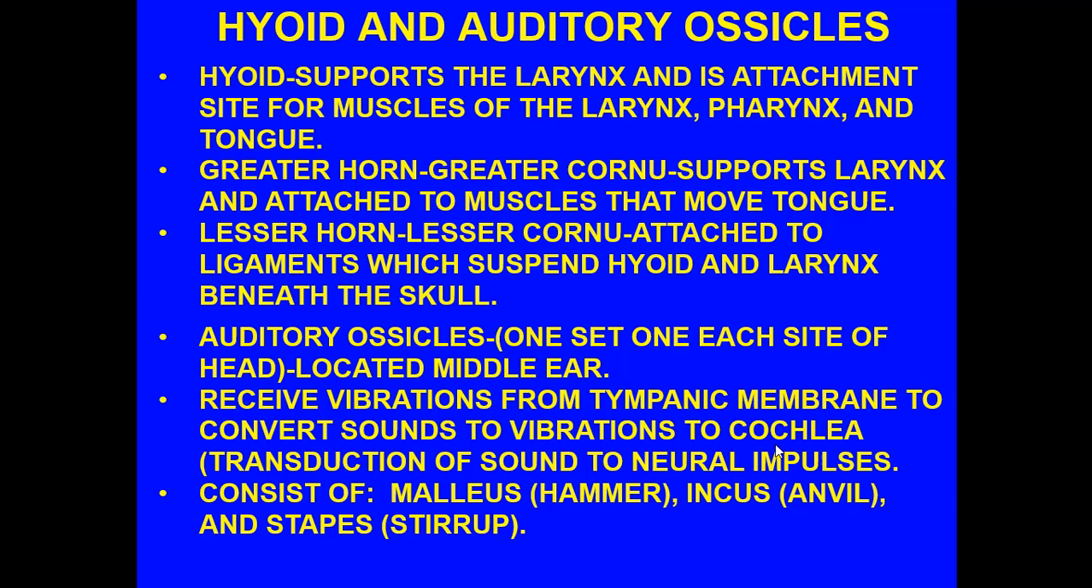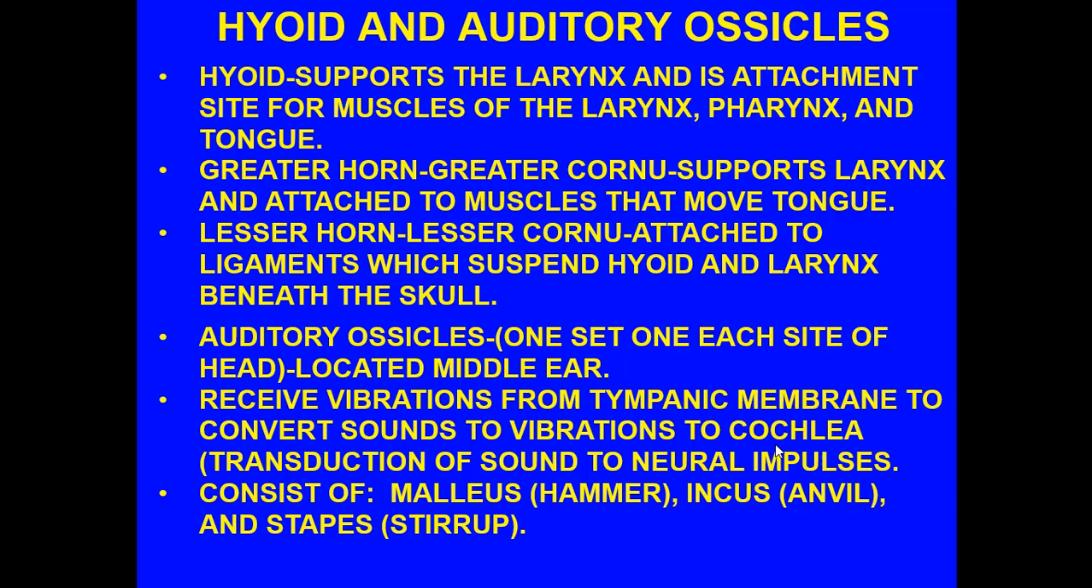We're going to get into the hyoid. The reason I get into this is because sometimes it's ignored, and it is important. It supports the larynx and is the attachment site for the muscles of the larynx, pharynx, and tongue. It consists of several structures. One of them is the greater horn, greater cornu, which supports the larynx and is attached to the muscles that move the tongue. The lesser horn, the lesser cornu, is attached to the ligaments which suspend the hyoid and the larynx beneath the skull.